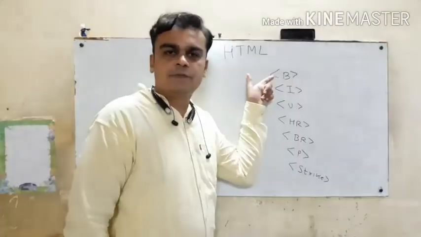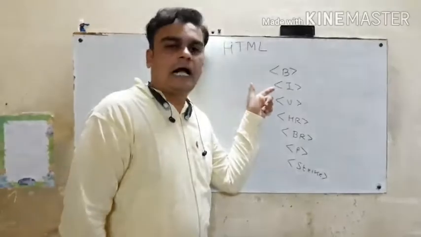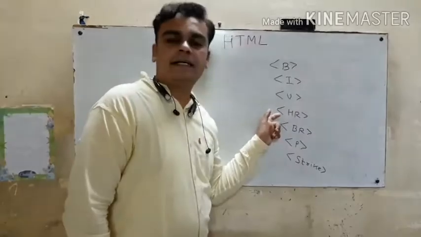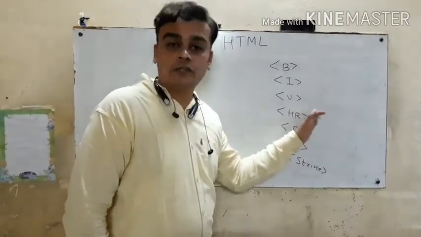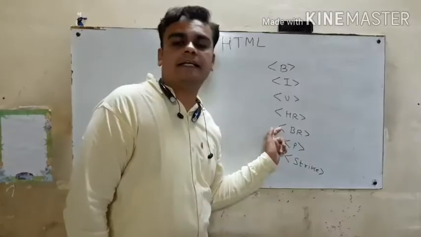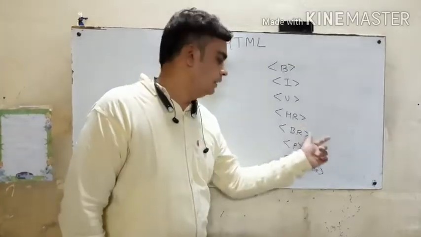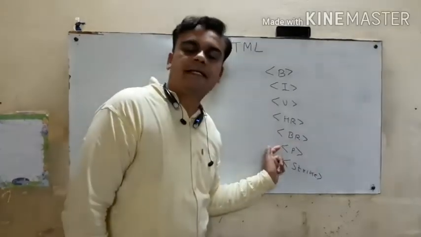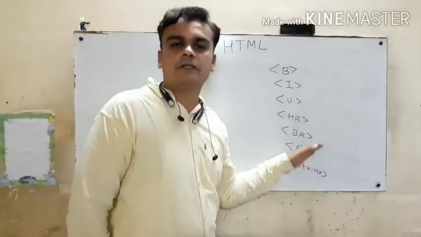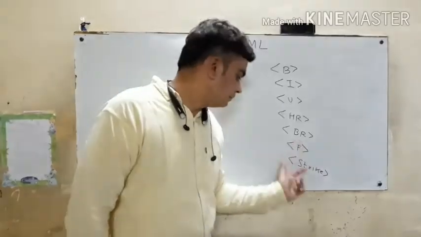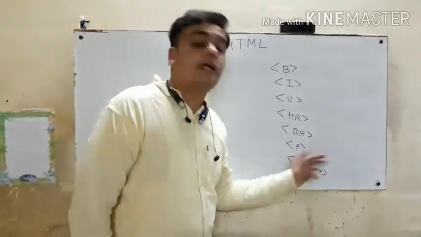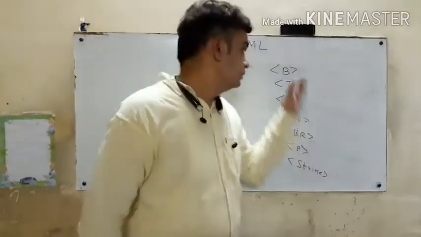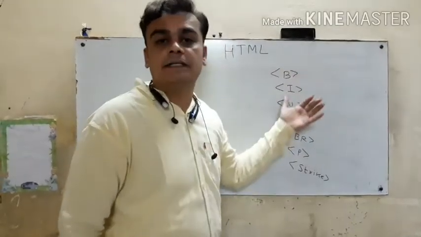The role of B tag is to display the information in bold form. I is used for italic format. U is for underlining the text. HR tag is for drawing the horizontal line in my web page. BR tag is used for line breaking purpose. It displays the information on next line. P tag is used to display the given information in various paragraph form. And the strike tag is used to cut the text. It will draw a line from middle of the text. So these many tags we have discussed in our earlier session.